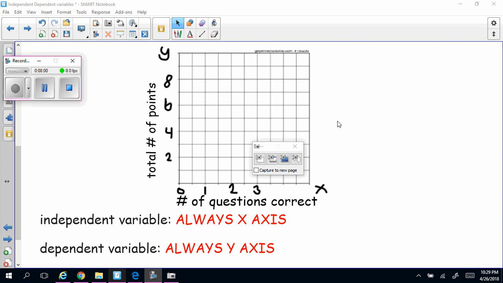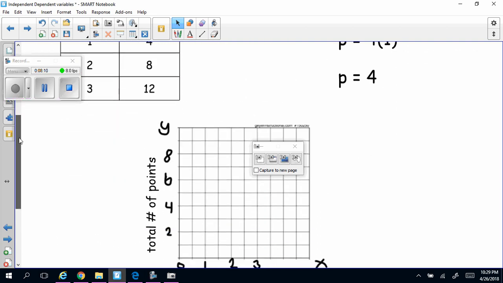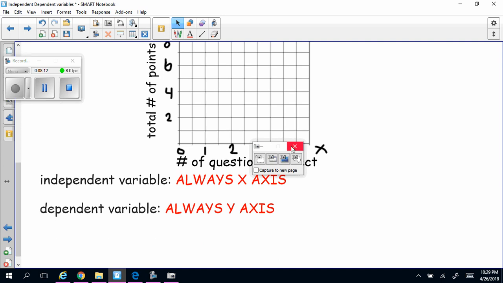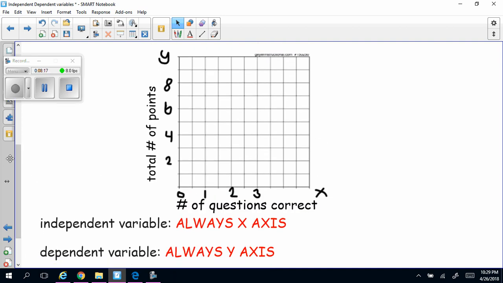So we've had our table, we've had our equation, now it's time to graph it. So based on the table that we have here, we're going to plot that data down. Now I want you to copy this graph down. It could be a little mini graph on your notes.